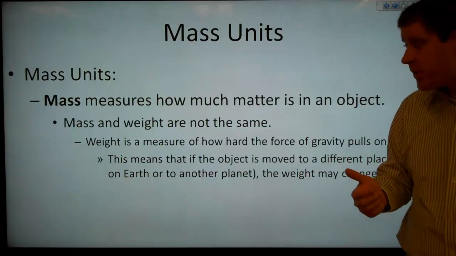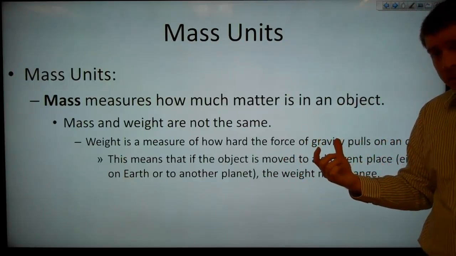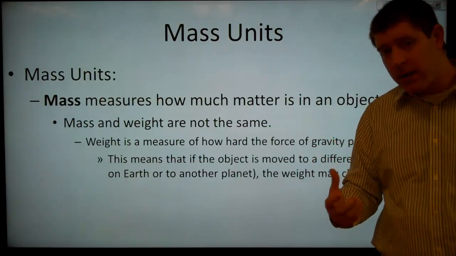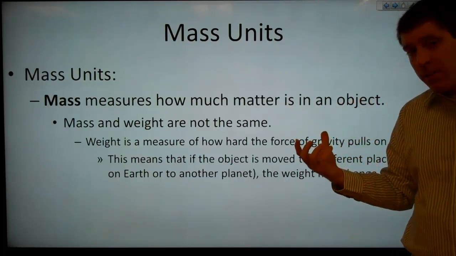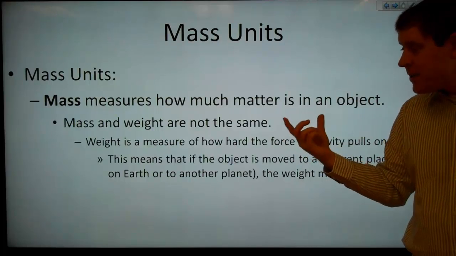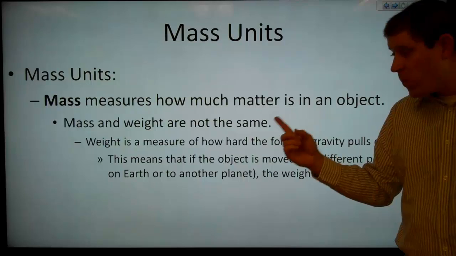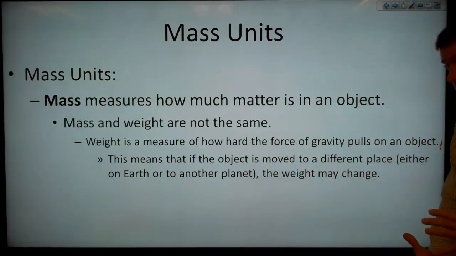So now let's turn to mass. Mass measures how much matter is in an object. It's not measuring how many atoms are around. It's a measure of how much matter is there. But it's not the weight, because mass and weight are not exactly the same thing. They're related, certainly. But weight is a measure of how hard the force of gravity is pulling on an object.